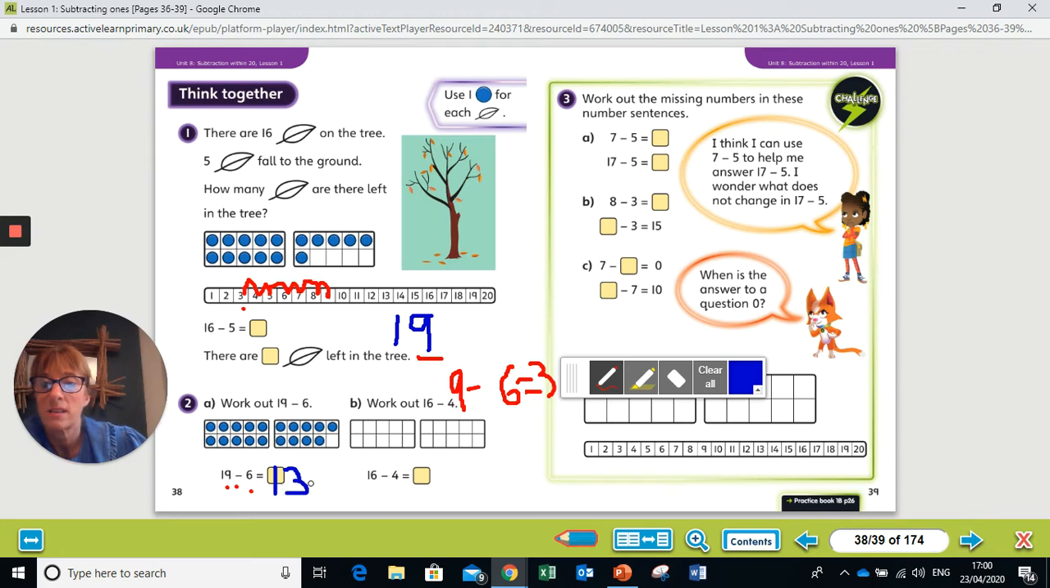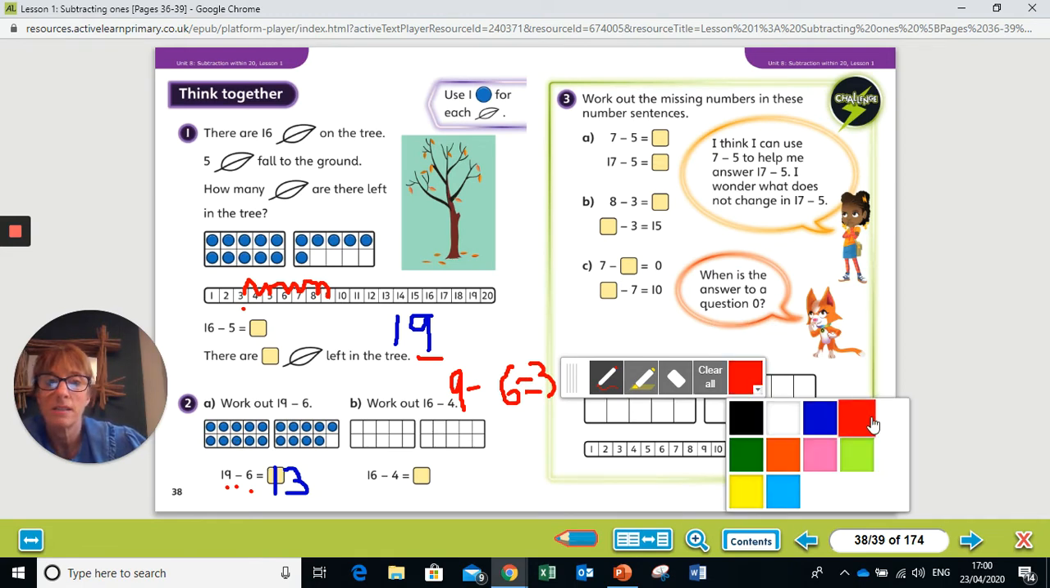Because 9 take away 6 is 3, and 10, take away no 10s from there, we've still got our 10. Let's check if we're right. Let's use this tens frame and see.